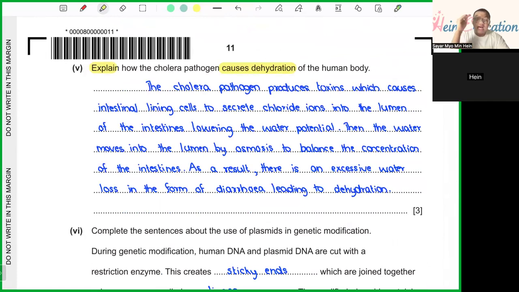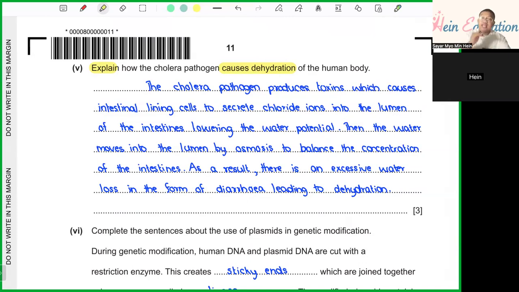So we have to talk about the process and explain, right? So the cholera pathogen will produce a toxin and attach to the intestinal lining, and it causes secretion of chloride ions into the lumen of the intestine. So when the chloride ions enter the lumen, it will reduce the water potential. Then water moves into the lumen by osmosis to balance the concentration.